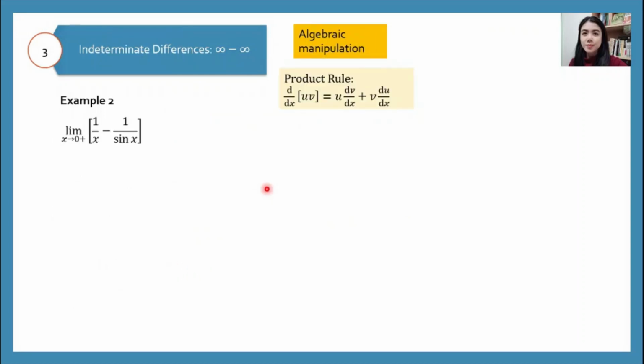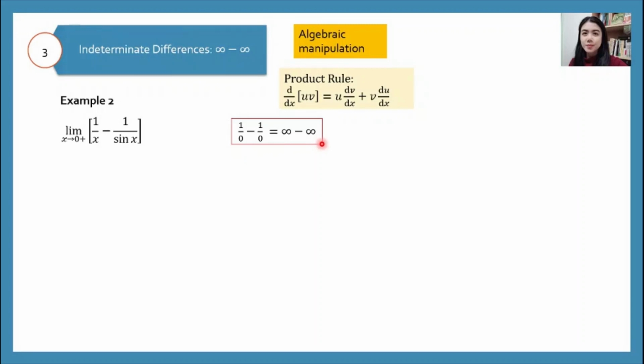Now let's look at the second example. You have 1 over x minus 1 over sine x. If you substitute 0 into here, you will have 1 over 0, which gives you infinity. And you have sine 0, which is 0, so you have 1 over 0. So you have infinity. So you have the case of infinity minus infinity.